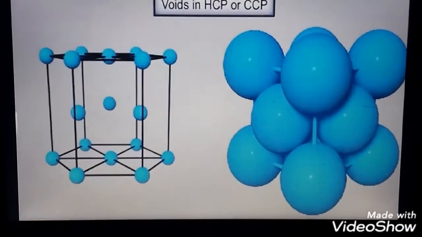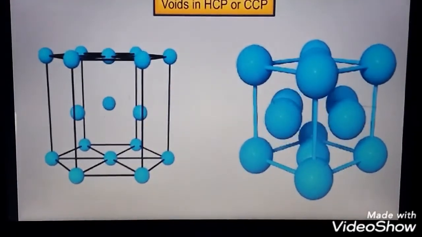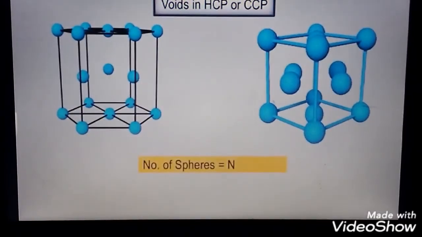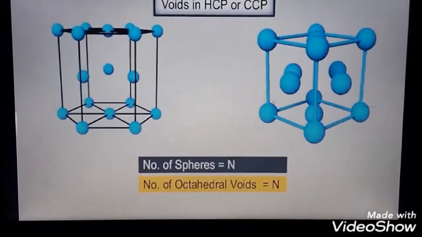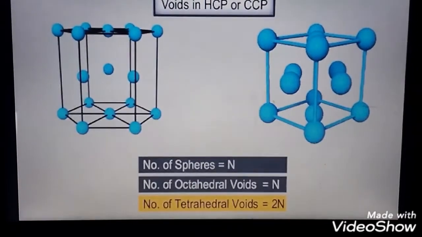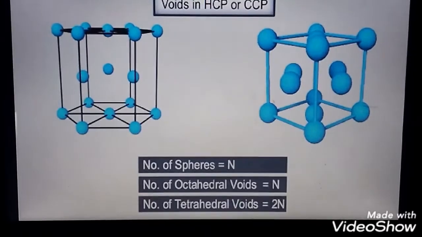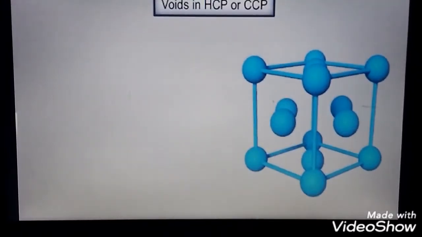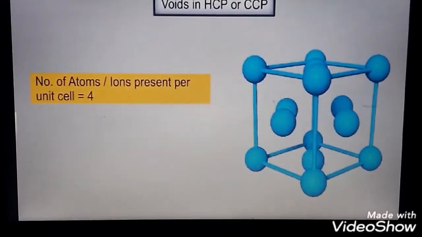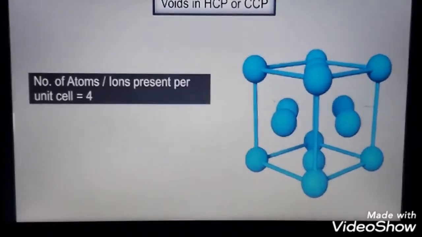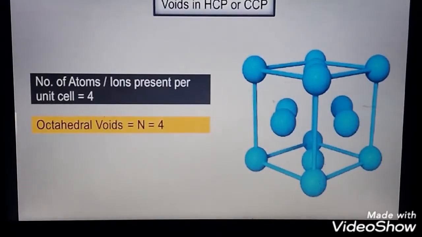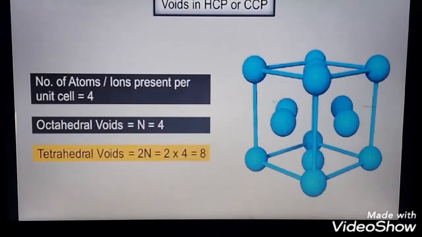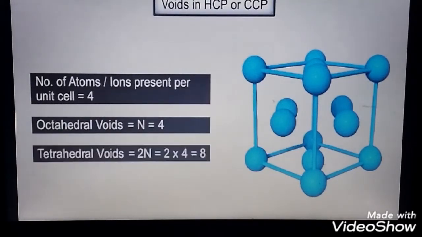In a close packed structure, whether CCP or HCP, if there are n spheres in the packing, then the number of octahedral voids is equal to the number of spheres, while the number of tetrahedral voids is equal to 2n. For example, in a CCP arrangement, if 4 atoms or ions are present per unit cell, then the number of octahedral voids is also 4, while the number of tetrahedral voids is 8.